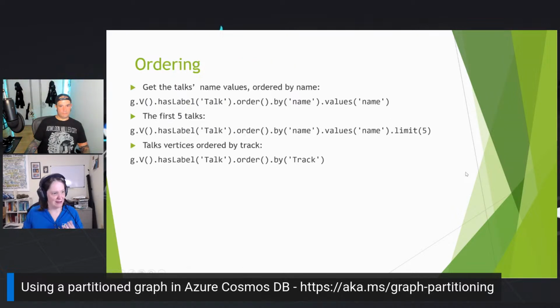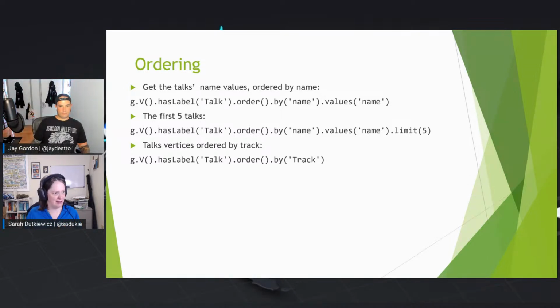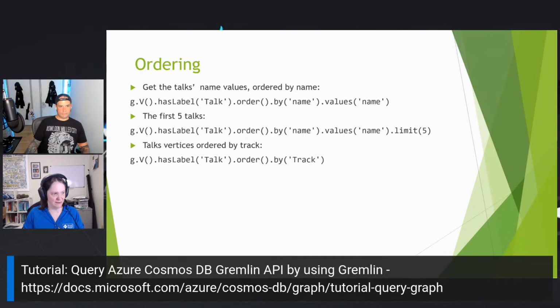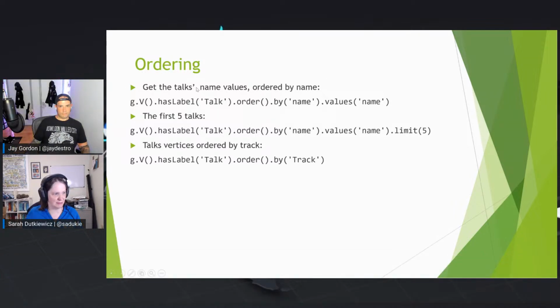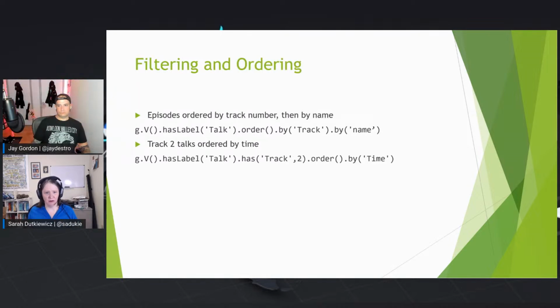Okay. Ordering, this is what I was talking about with ordering by. You can do various things with order by. So if we wanted to get the talks values and order them by name, we could do that. Notice here that I've got g.v.has label talk. So get only the talk vertices, order them by their name field, and only get the name as the output. Same thing, first 5 talks. So if you want to limit your queries, you can do that with .limit and just pass in an integer value for that. If I wanted to order them by a different field than name, whatever you want to order them by, you can.